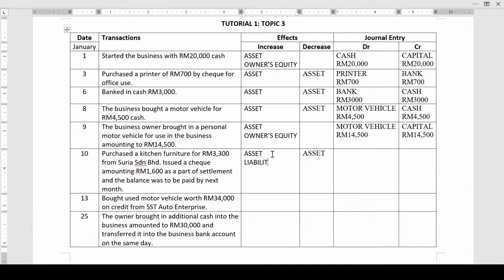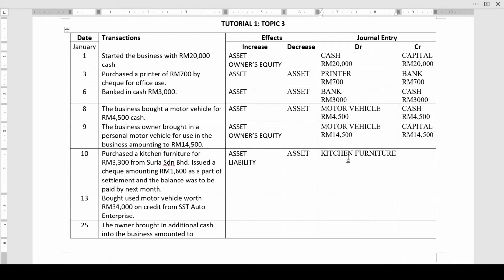Right, so now the recording part. From the effects, we can see that there is an increase in asset, so meaning that we have to debit something. Which asset account to be debited? That increase in asset relates to which item in the transaction? It relates to the kitchen furniture, so we are going to debit an asset account for kitchen furniture for the total of RM 3,300.